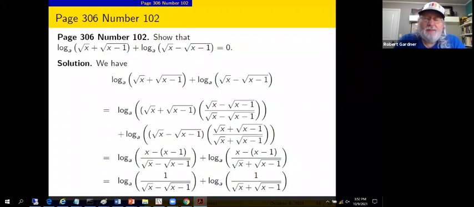And how about this? Let's multiply by the square root of x minus the square root of x minus 1 divided by itself inside this first one. Let's multiply by the square root of x plus the square root of x minus 1 over itself inside the second log function. Why? Well, it's a bit of a trick, but we did do some things similar to this when we were rationalizing denominators in our distant past.